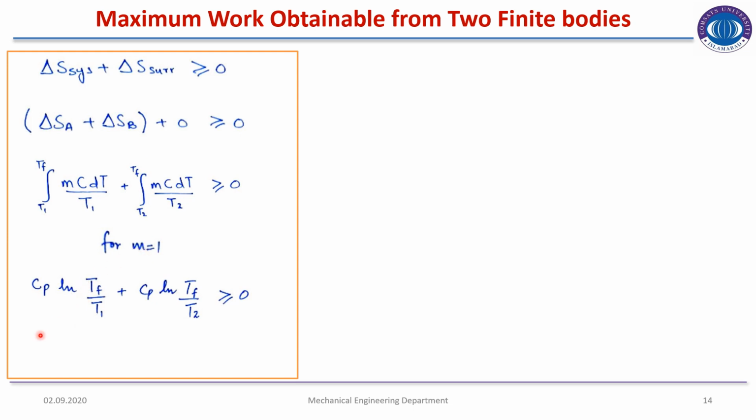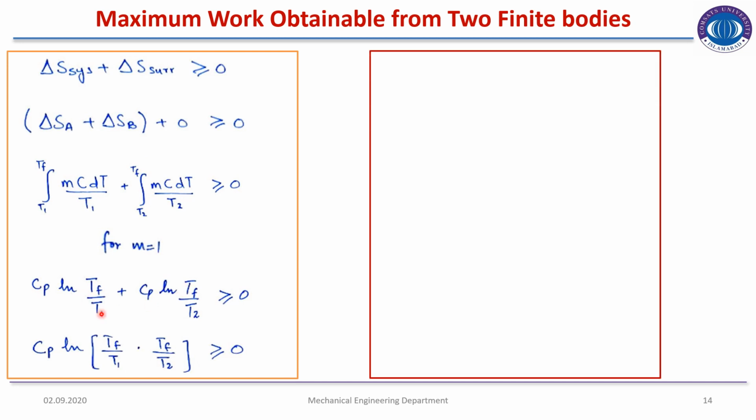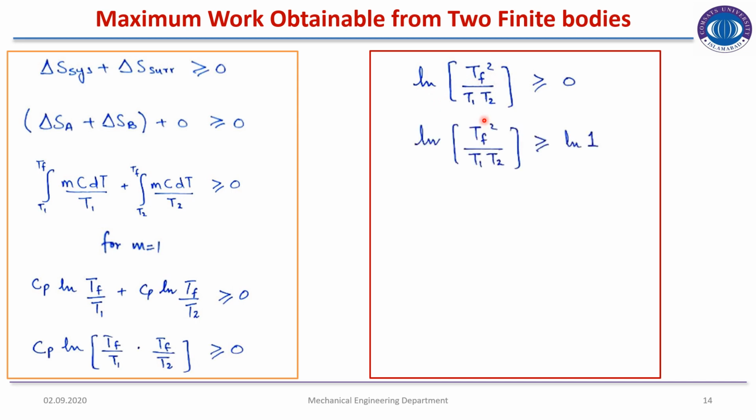For m is equal to 1, the value for change of entropy of the system is written as Cp natural log Tf over T1 plus Cp natural log Tf over T2. Using the property of log, Cp is taken as common and inside the natural log both terms are multiplied, so Tf over T1 multiplied by Tf over T2. We divide both sides by Cp, and the term left is natural log Tf square over T1 into T2.